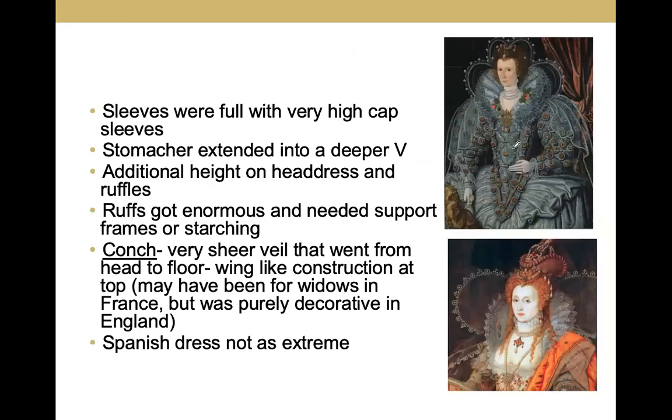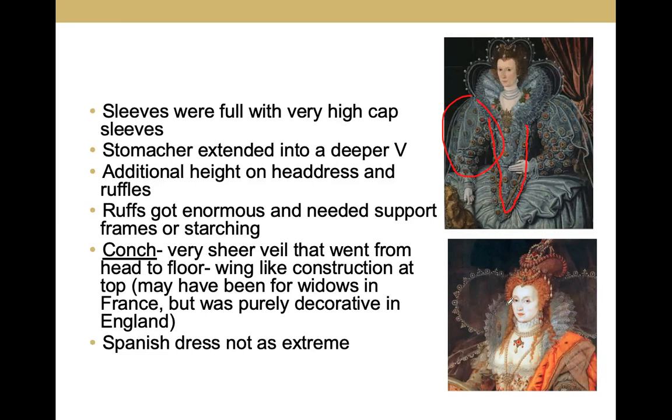The sleeves also got very wide and full at this time, so you can see the very full sleeves. The stomacher, we talked about the stomacher on the men's doublet earlier, but the women's stomacher is this part right here. So the corset had an extra extension added onto it called the stomacher. At this time, the stomacher extended way down and it was in a V shape. So pretty much a woman would not be able to bend over because they would have all of this whalebone or steel in their corset extending all the way down into their hips.